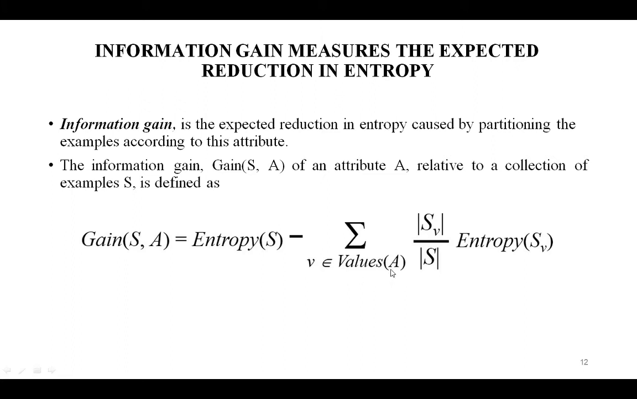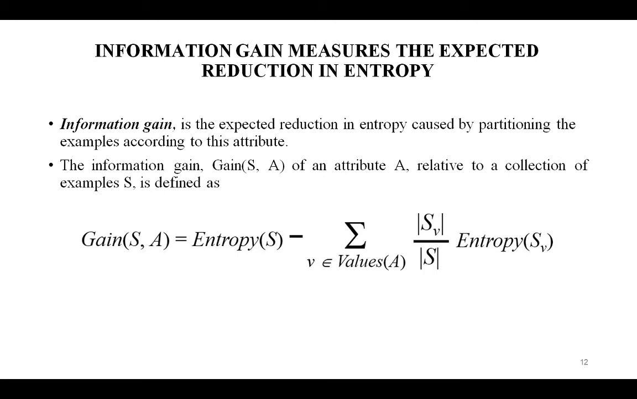Here Values(A) is the set of all possible values for attribute A, and Sv is the subset of S for which attribute A has the value v. That is, Sv = {s ∈ S | A(s) = v}.